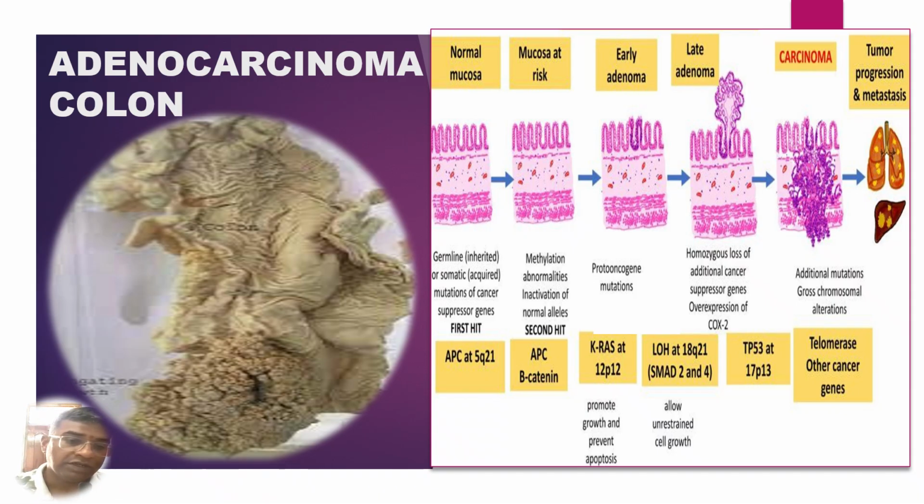So in the picture we have shown, this is a gross picture of a colon with fungating growth, that is carcinoma colon, and the pathogenesis is the carcinoma adenocarcinoma sequence and microsatellite instability. In a normal mucosa, see, this is a normal mucosa with APC or beta-catenin mutations and primary and secondary hit. It will convert into early adenoma.